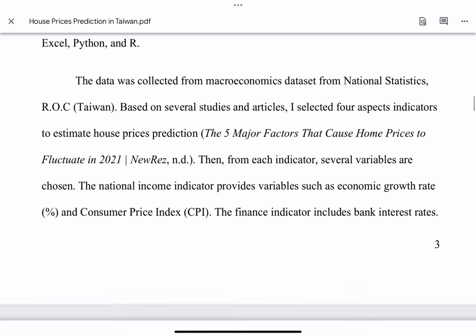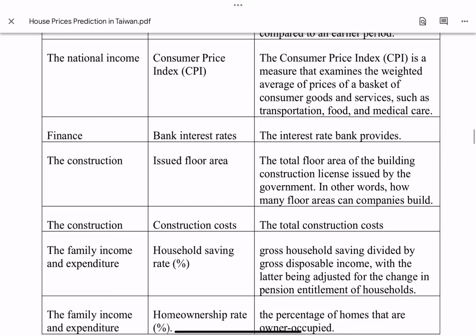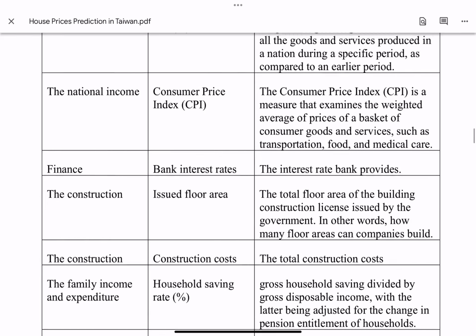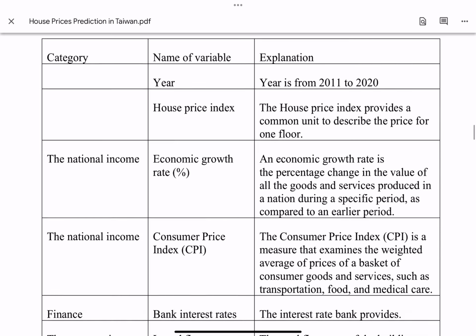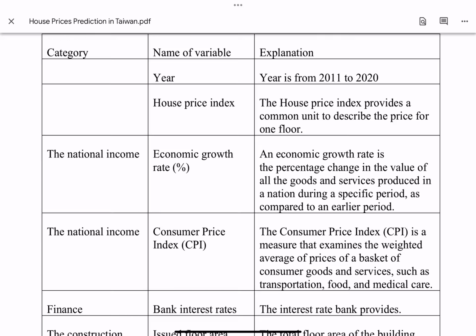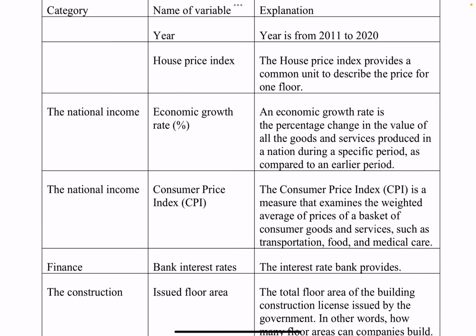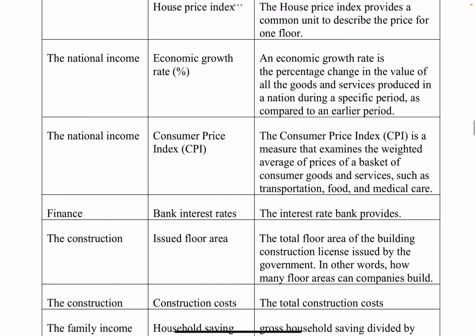And I selected 4 categories, which is the national income, finance, construction, and family income and expenditure. From those categories, I selected economic growth rate, CPI. CPI stands for the total prices you spend on goods. Bank interest rate, issued floor area.